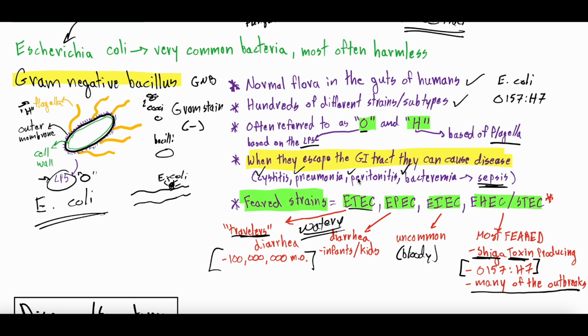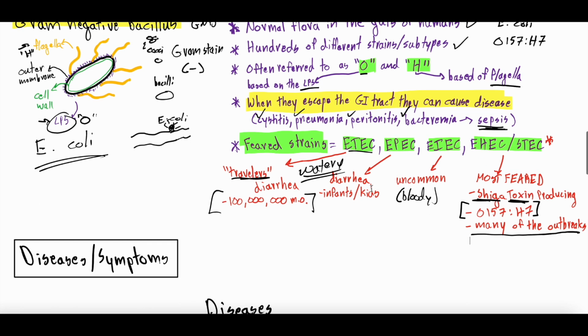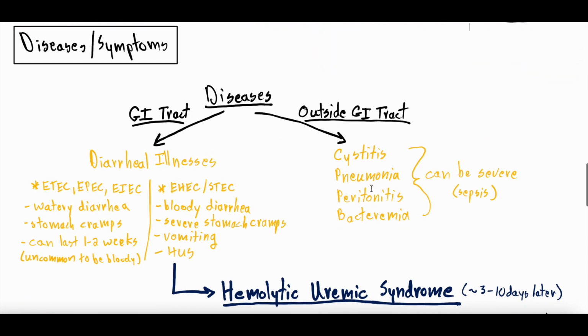All right, so that's an intro into what E. coli is, also known as Escherichia coli. Now let's talk about the diseases and symptoms it can cause. When I think about this, the way in my head it makes the most sense is if we break it down into the GI tract and then outside the GI tract, right? Because we said even benign strains, or strains that usually don't cause any disease within the GI tract, if they escape the GI tract, they can cause disease in a lot of different places in the body.